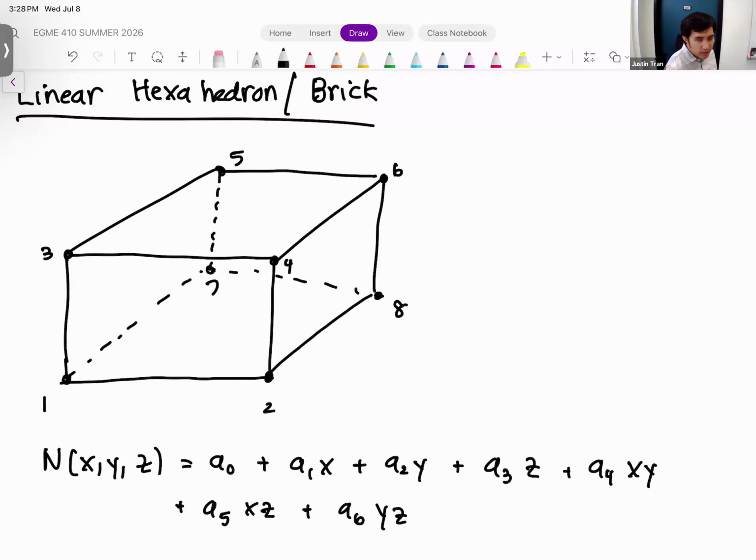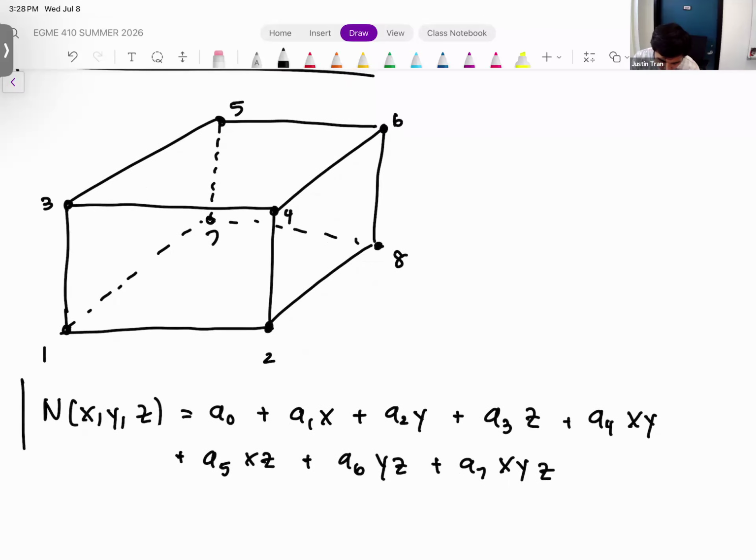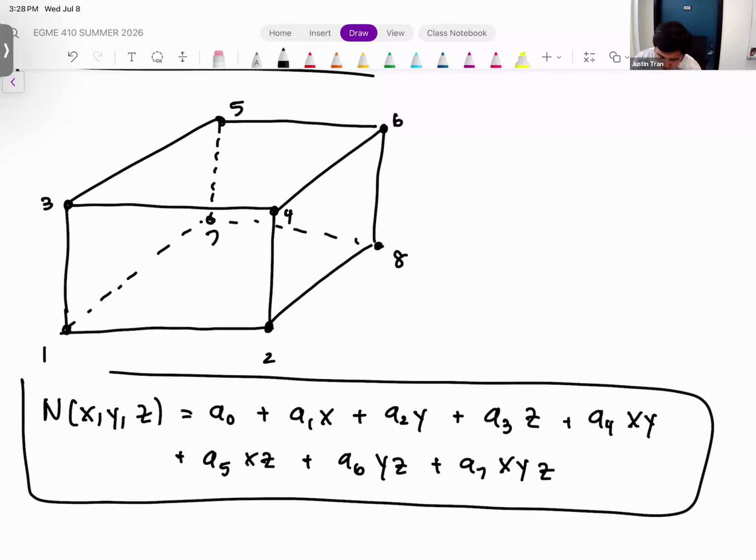And you may be wondering what the 8th term is because we've run out of pairs. The 8th term is actually the triplet, all 3 of those variables together. So it's a7xyz. Which technically is cubic order because we are multiplying 3 variables together. But individually in x, y, and z, that term is linear. So we call that the last pseudo-linear term.